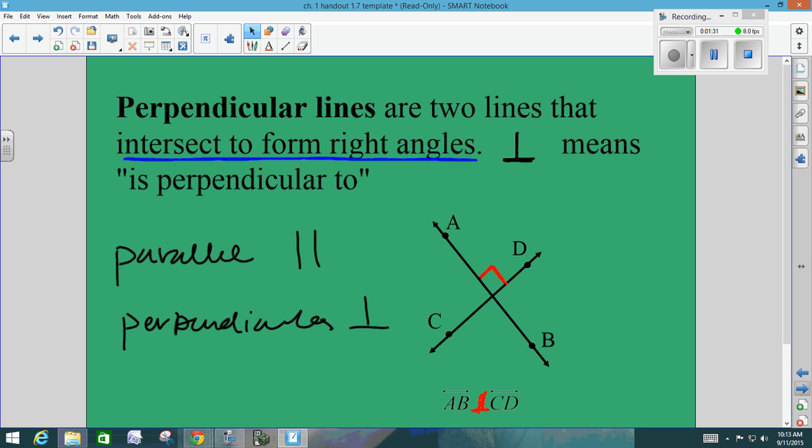Perpendicular. Is there only one right angle? How many are there? 4. You only have to mark one. You don't need to mark all 4 of them. Okay?